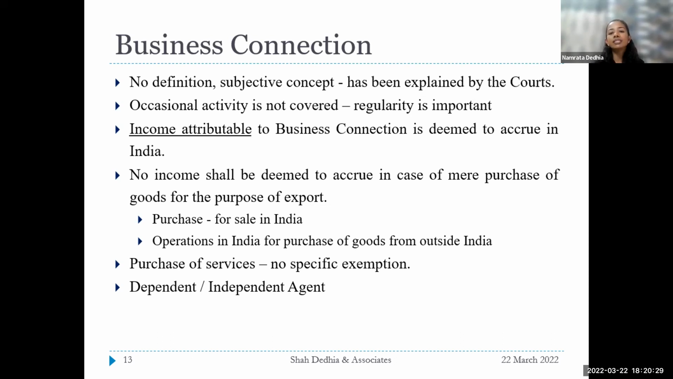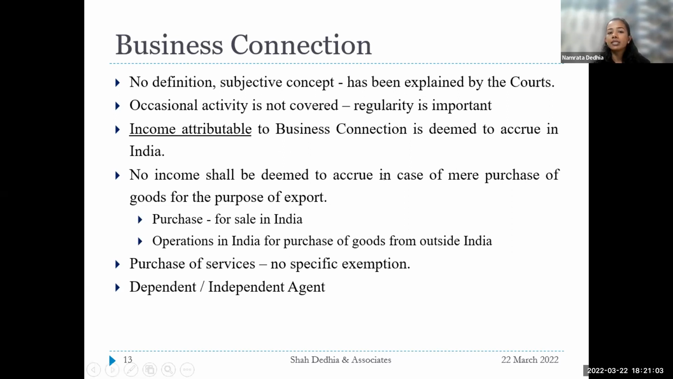And if you do have a business connection, then your entire income from India is not taxable in India. It is only the amount attributable to that connection. If let's say the connection is in the form of an agent in India, then only the amount attributable to that agent will be taxable in India. Or if the connection is in the form of a branch in India, then only the income which is attributable to that branch will be taxable in India. It is deemed to accrue or arise in India under Section 9(1).